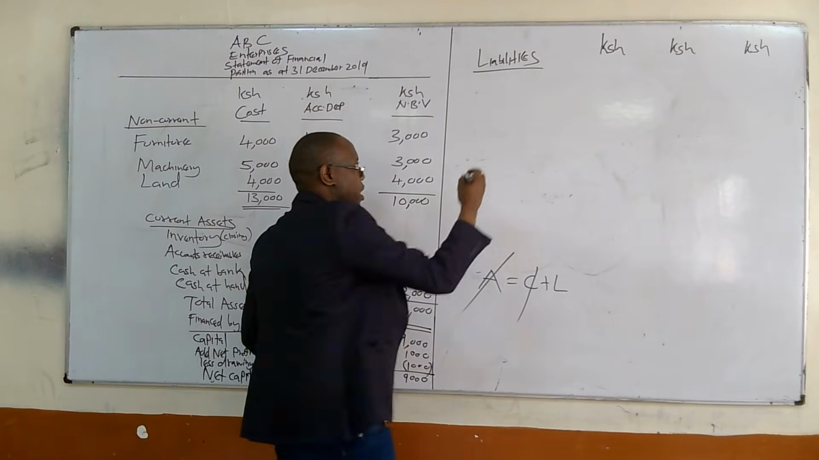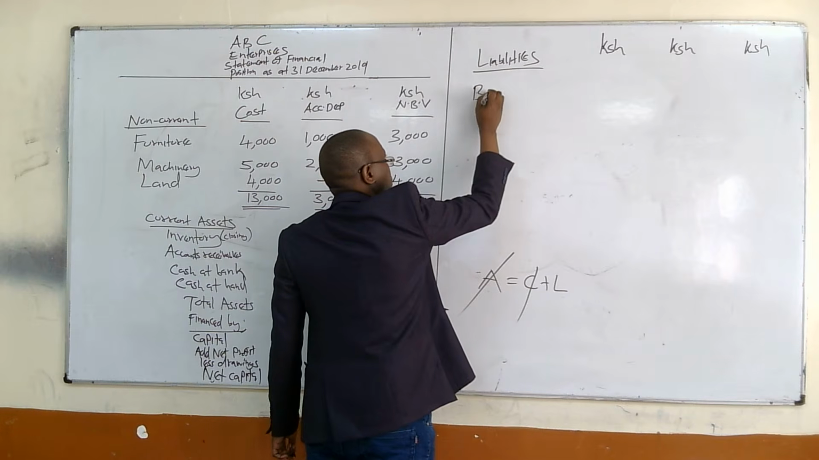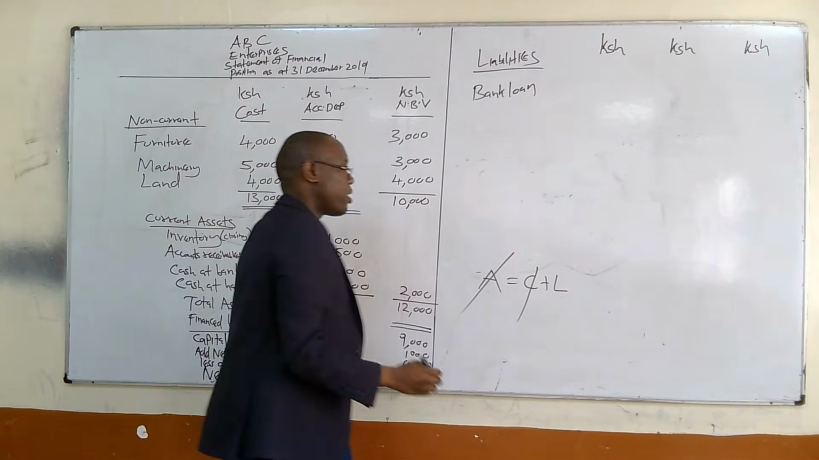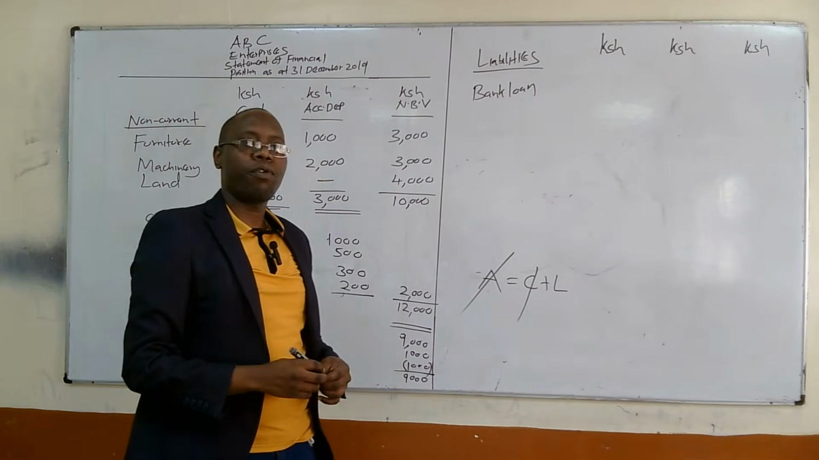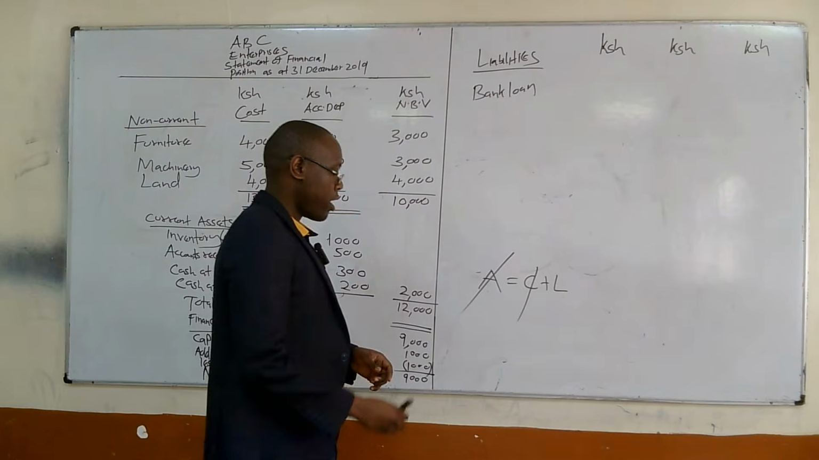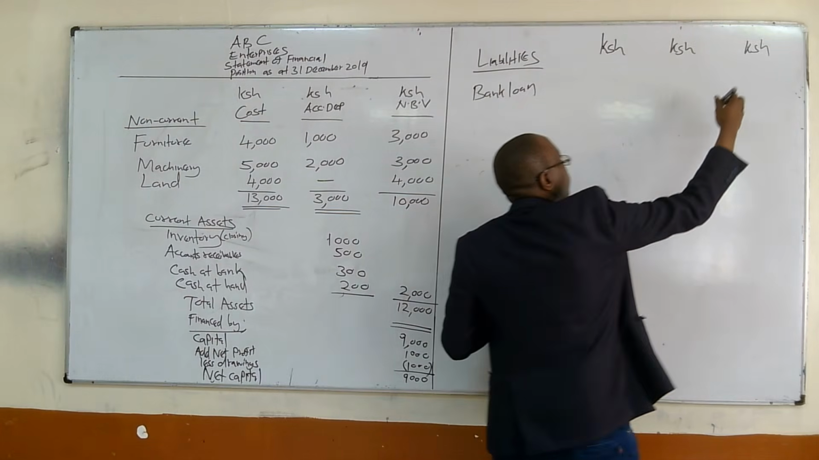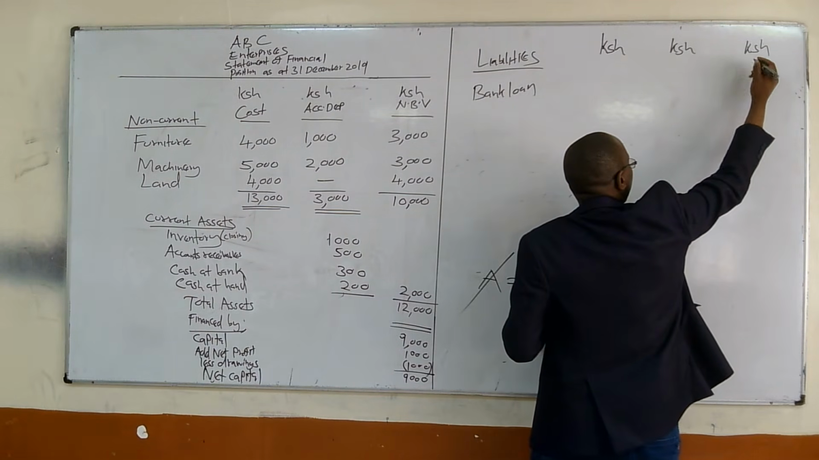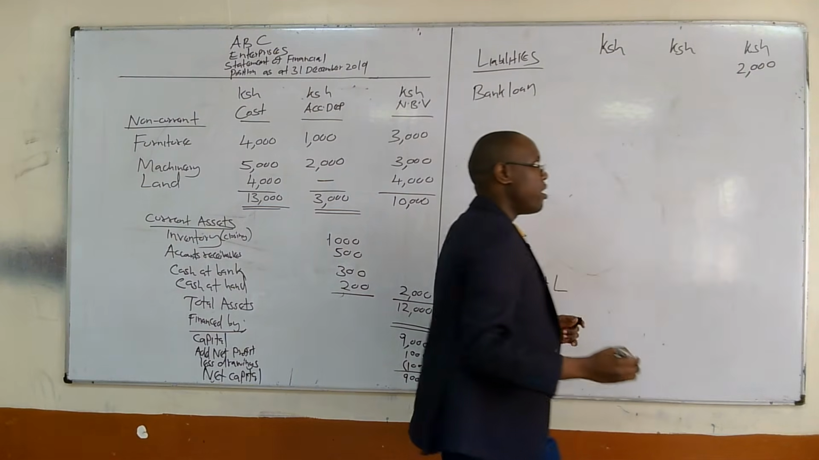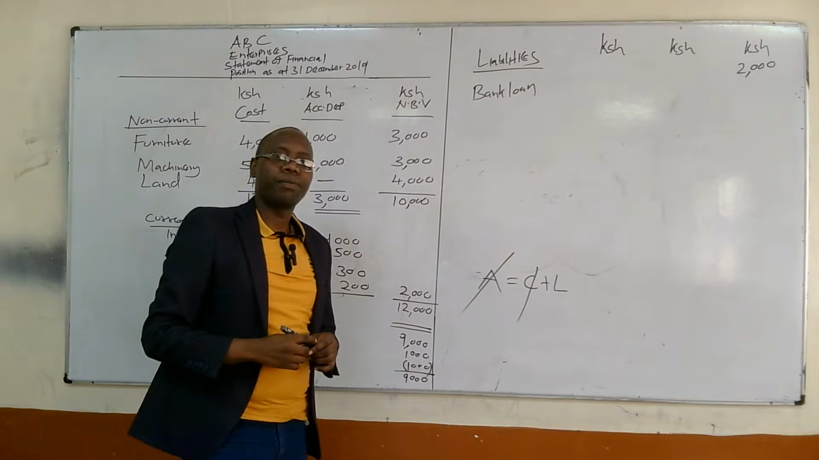So for example, you can have a bank loan. Bank loan is an example of a non-current liability. So we can capture it here. Let us assume that the bank loan is 2,000. You put it in the last column there.